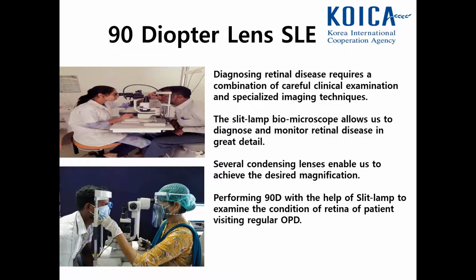The third method to evaluate the fundus is using a 90 diopter lens with the slit lamp exam. As I mentioned before, we can only see a narrow portion with this method, but we can see the retina in detail by controlling the magnification mounted on the slit lamp.